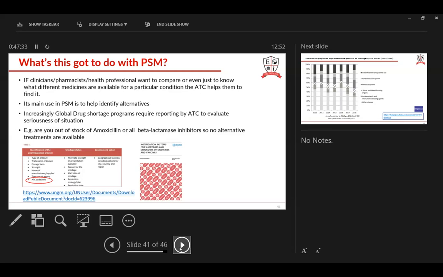Increasingly, global drug shortage programs require reporting by the ATC to evaluate the seriousness of the situation. An example would be: are you out of stock of amoxicillin or the beta-lactamase inhibitor, or is there an alternative? So it depends. The ATC helps, or maybe there could be another cure for malaria, and you already know this medicine. So the ATC is the one there to help us evaluate the situation of medicine. And ATC is highly connected to PSM. Of course, we're all PSM practitioners here today.